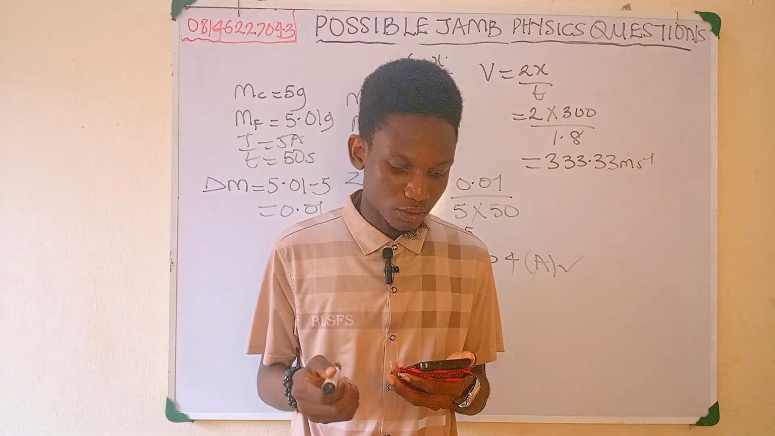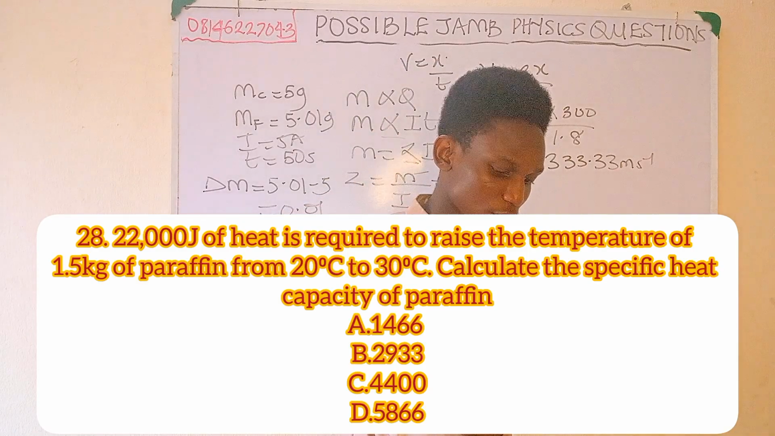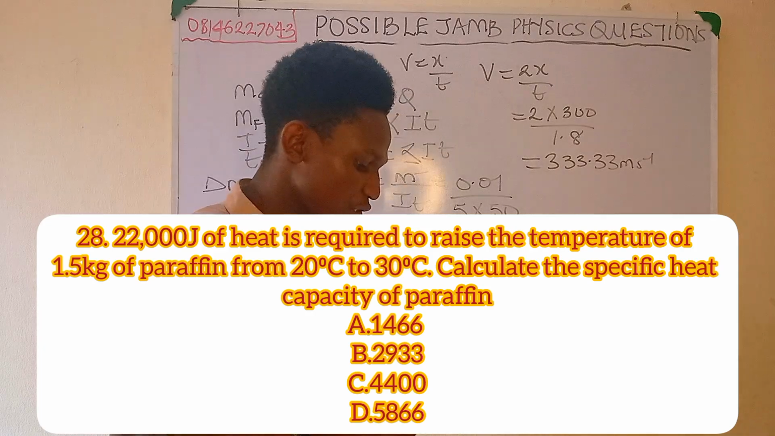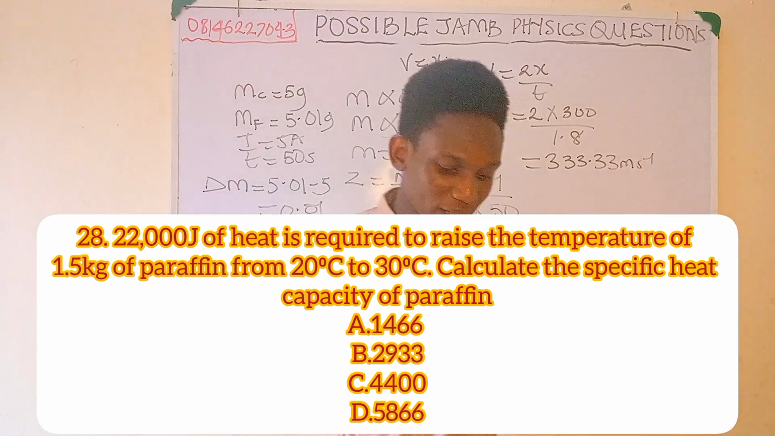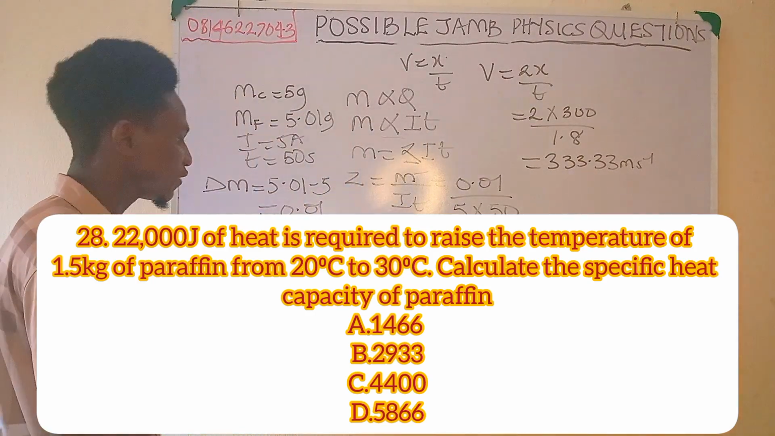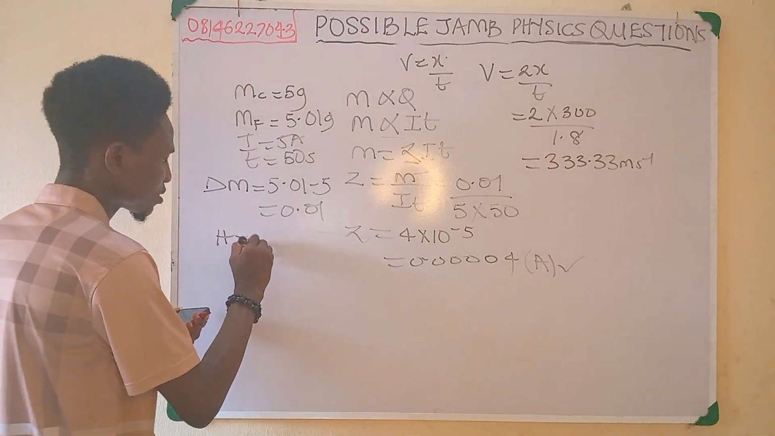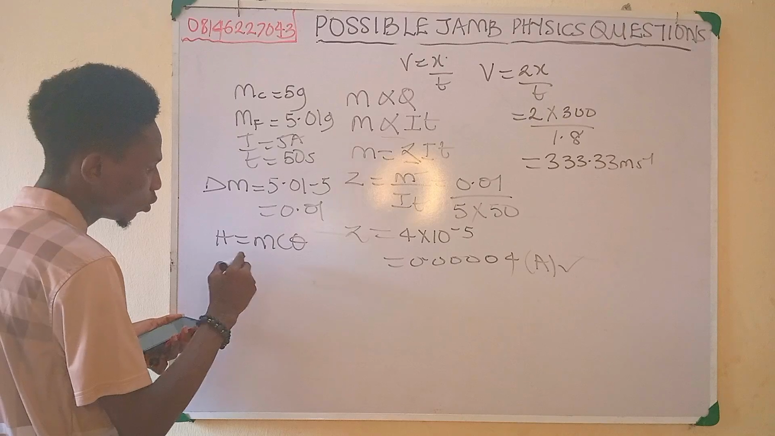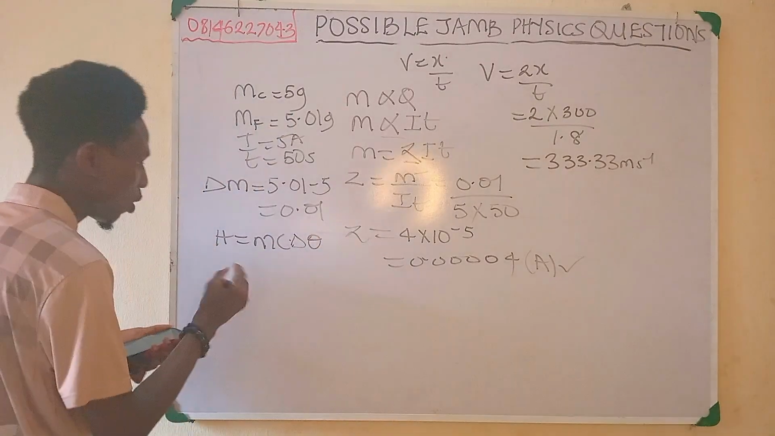Let's not waste time. Number 28 says 22,000 joules of heat is required to raise the temperature of 1.5 kg of paraffin from 20 degrees Celsius to 30 degrees Celsius. Calculate the specific heat capacity of paraffin. I already gave us the formula for specific heat capacity, which is H equals mc theta. So this theta is actually change in temperature. Please take note.